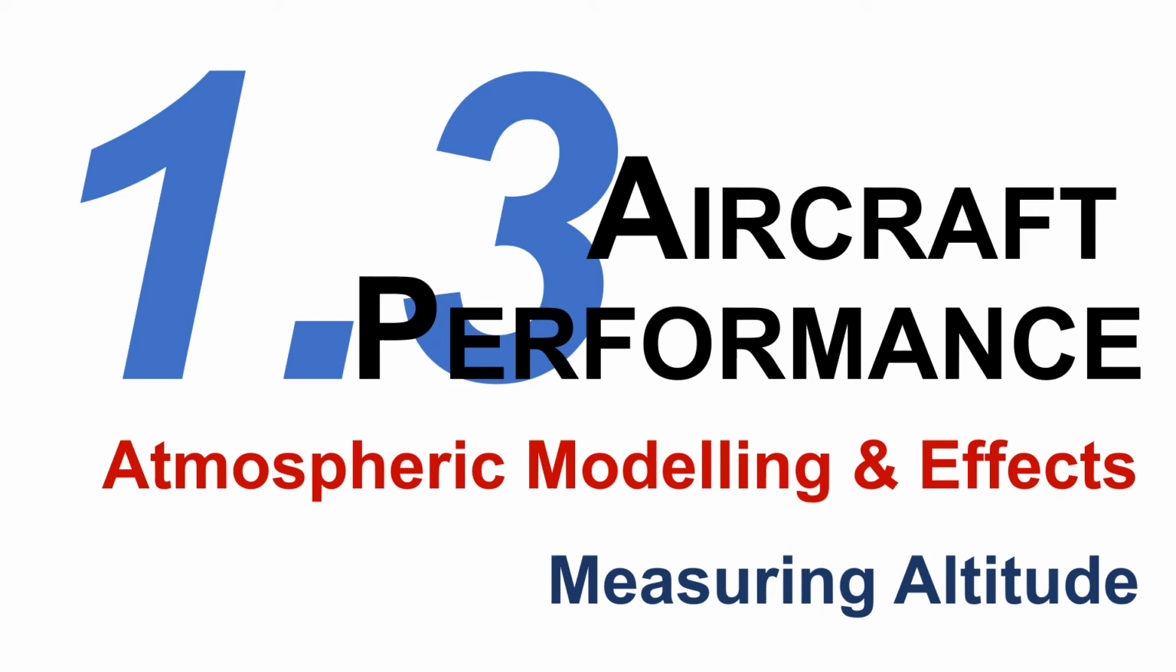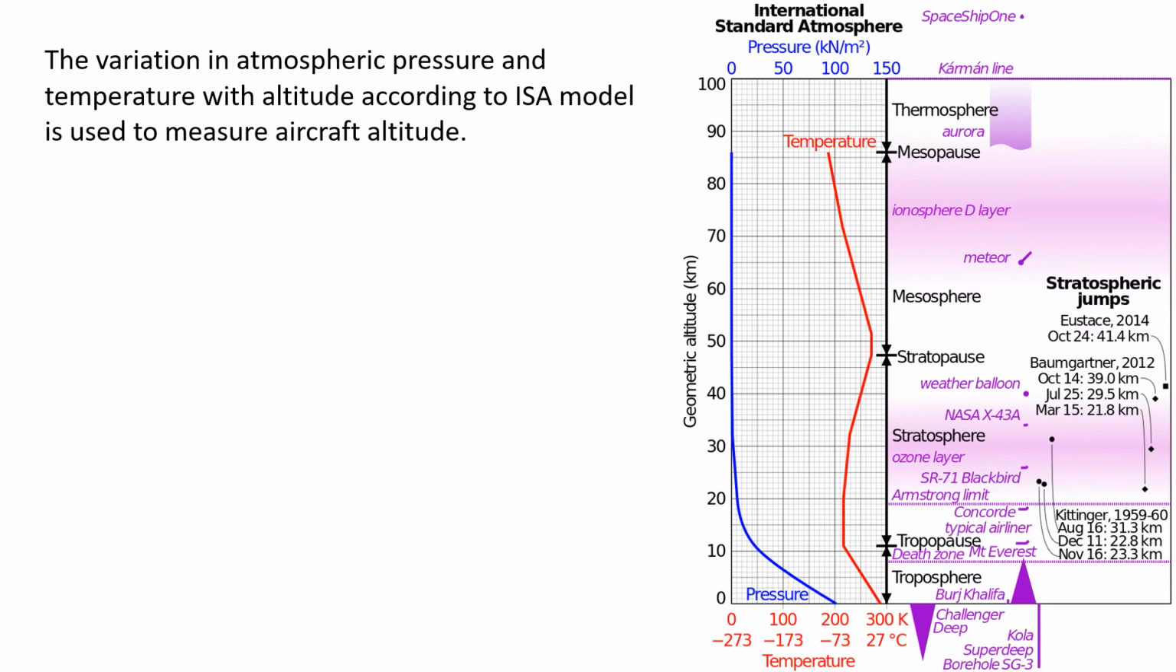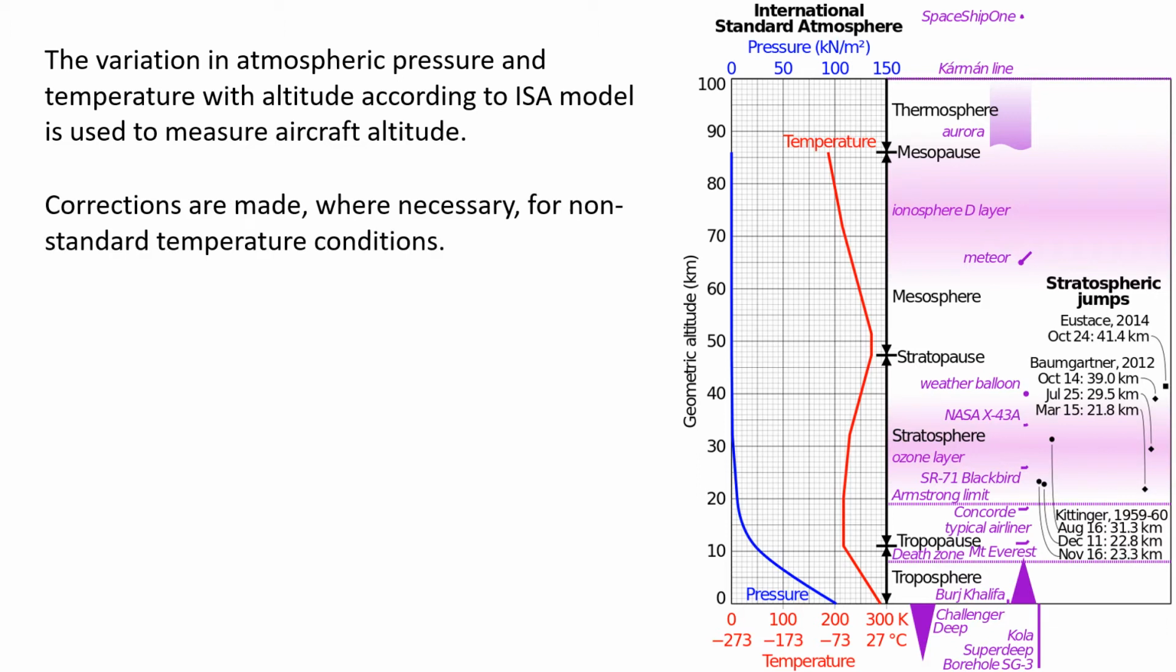In the third lecture of atmospheric modeling and effect, we were looking at the measurement of aircraft altitude. On the right-hand side, we can see the International Standard Atmosphere. If we pay attention to the blue curve, which is pressure, we already know from the previous lectures that pressure decreases with increasing altitude. So the measurement of aircraft altitude is based on the ISA pressure.